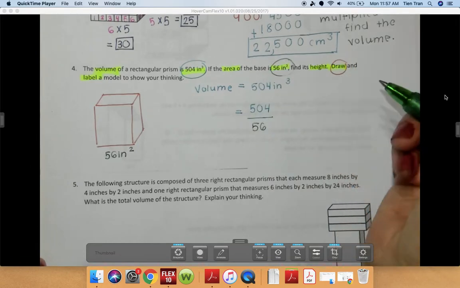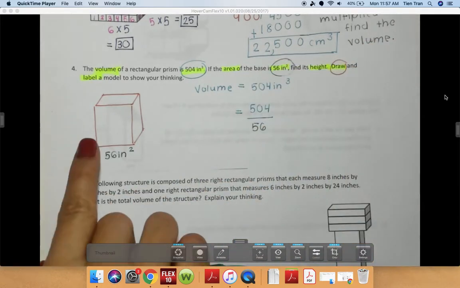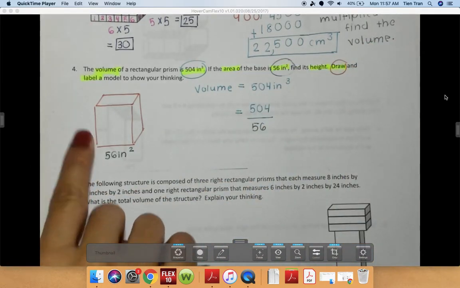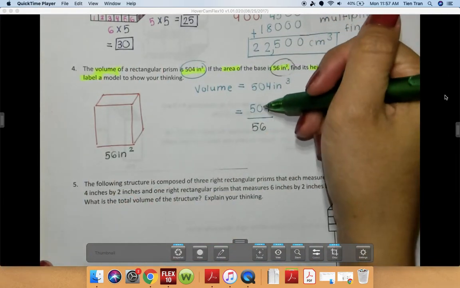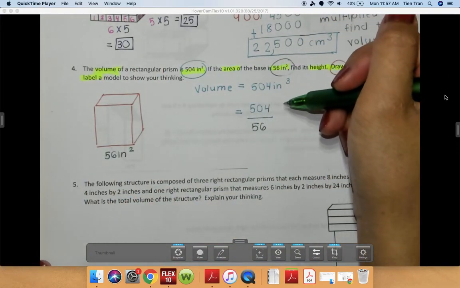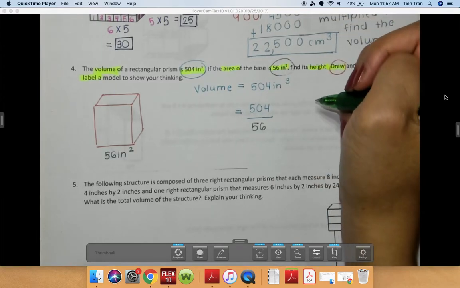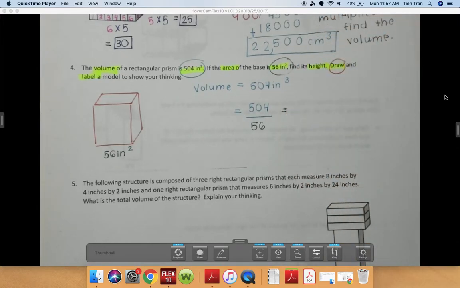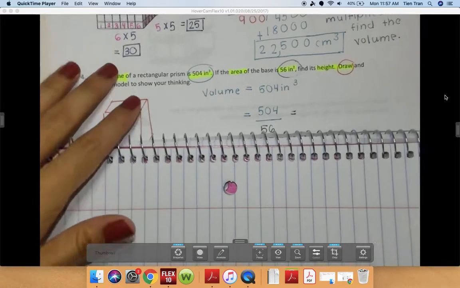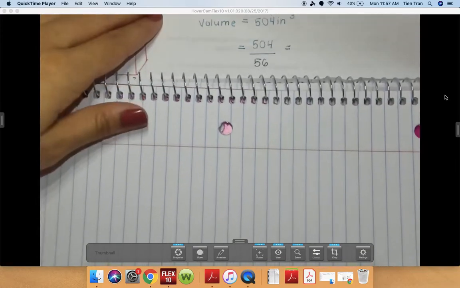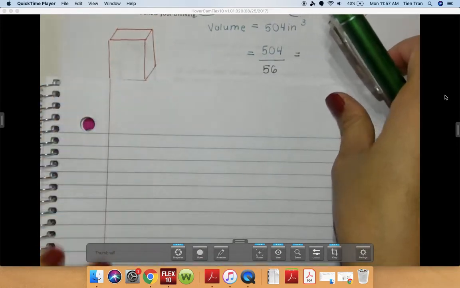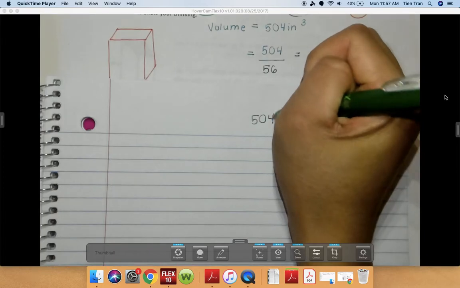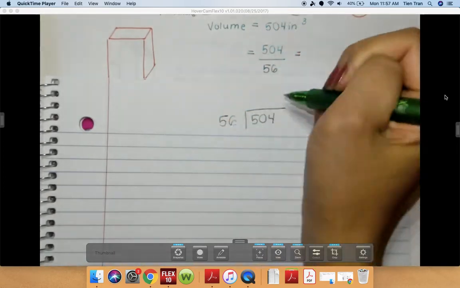Now that I have these two numbers, I can divide in order to find out what is my answer right here. Okay? So if you want to, you can simplify it in some way. In this case, I can't simplify it. So I'm going to figure out how many times 56 can go into 504, and I am going to get my answer for that one. So let me get my scratch figure and divide. I have 504 divided by 56.